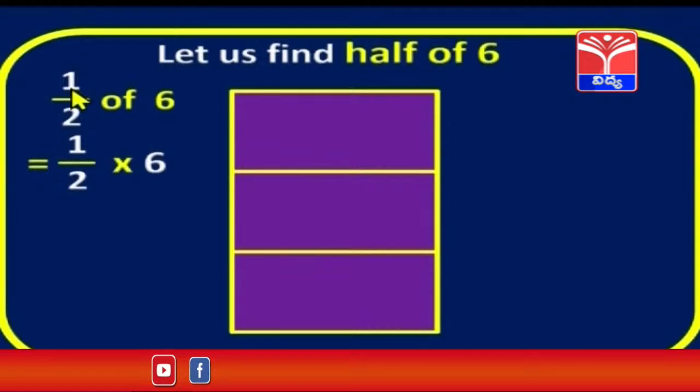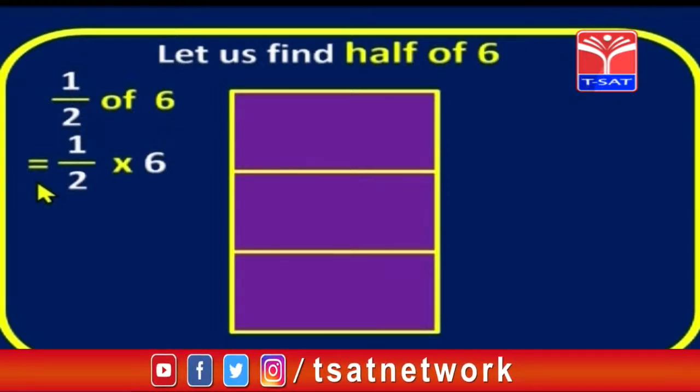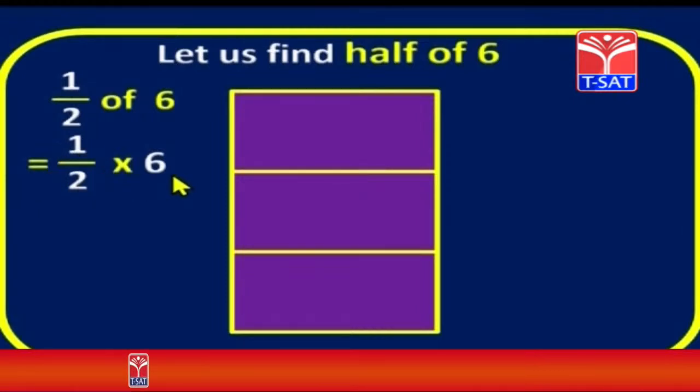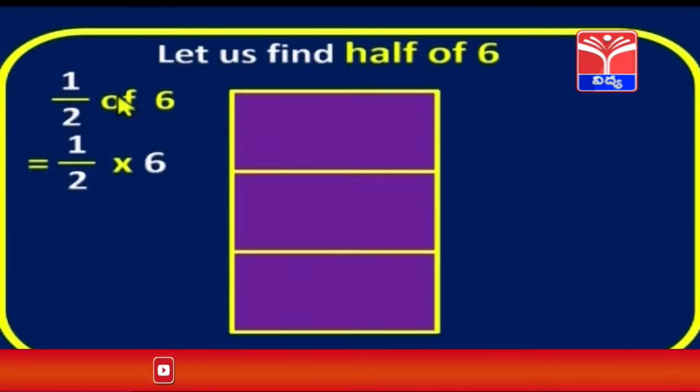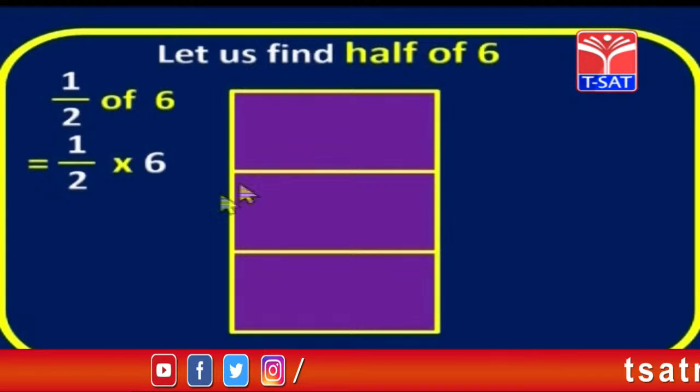Children, here we have 1 by 2 of 6. But in the next step, I am writing it as 1 by 2 into 6. In mathematics, when we have this kind of condition, this 'of' can be taken as multiplication. So 1 by 2 of 6 can be taken as 1 by 2 into 6.